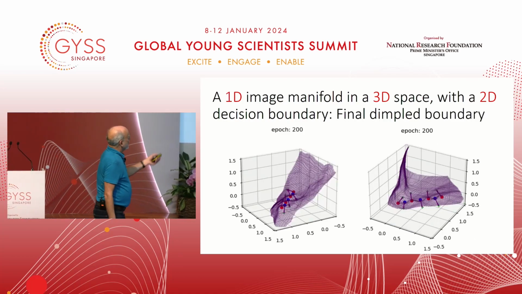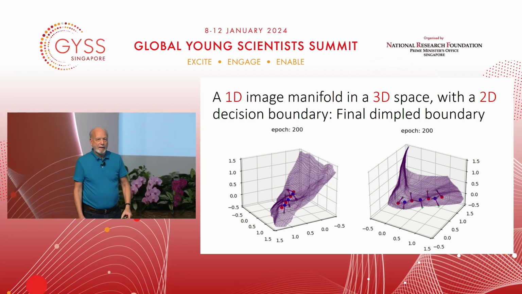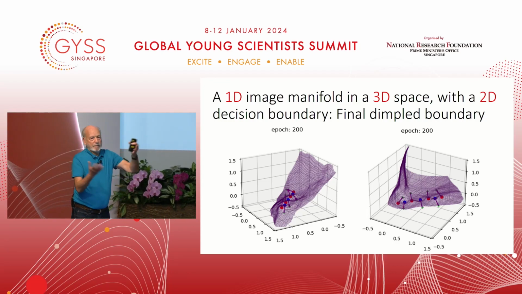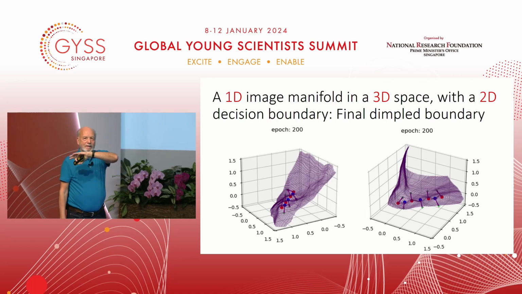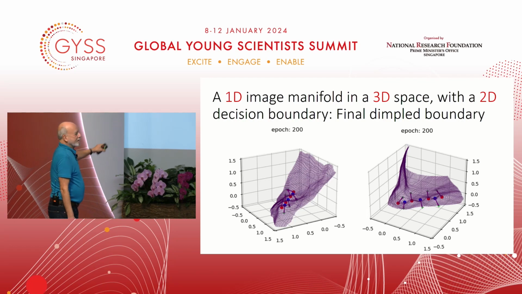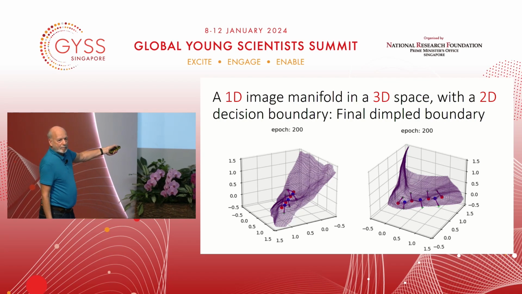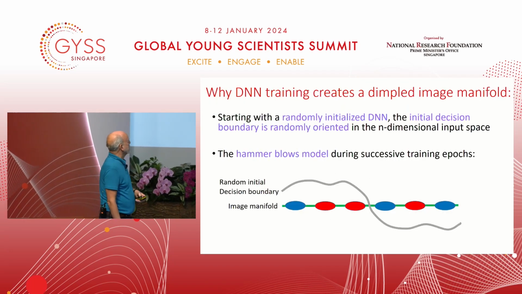Here is an example of a one-dimensional line in a three-dimensional space, and again, the surface has to divide the whole three-dimensional region into 2 parts. So it is a 2-dimensional surface. It's not penalized for how it behaves away from the training examples, but near the training examples, you see that it goes up and down and dimples as it should according to the theory.